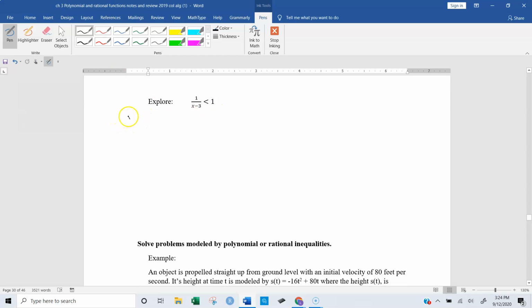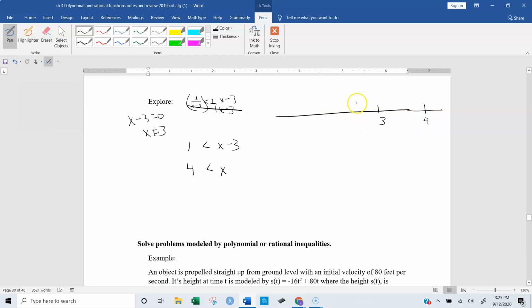First step, set the denominator equal to 0. So we know x cannot be equal to 3. So 3 is my first point of interest. Sorry. Now we're going to multiply. I've got to get a common denominator, which is x minus 3. So this cancels. So 1 is less than x minus 3. Add the 3 over. 4 is less than x. So 4 is my other point of interest.